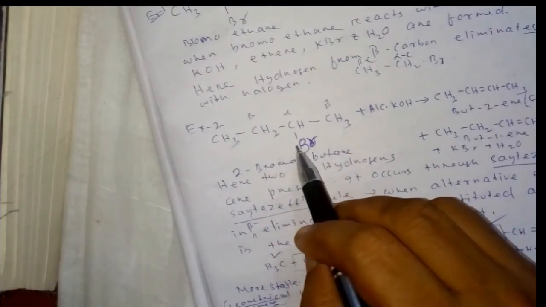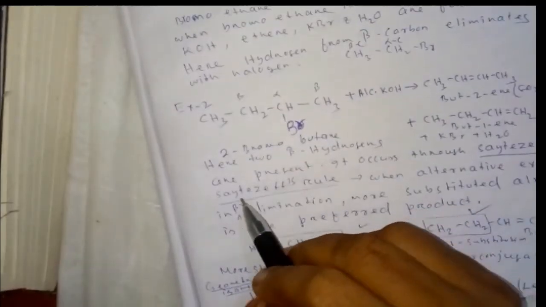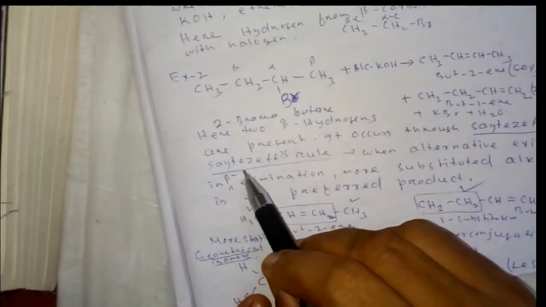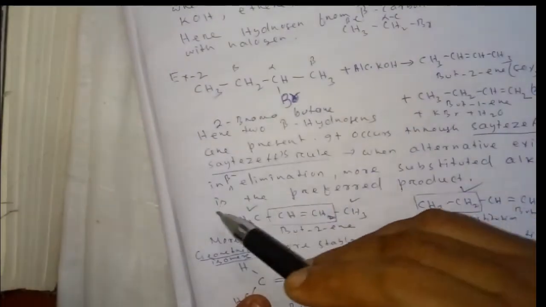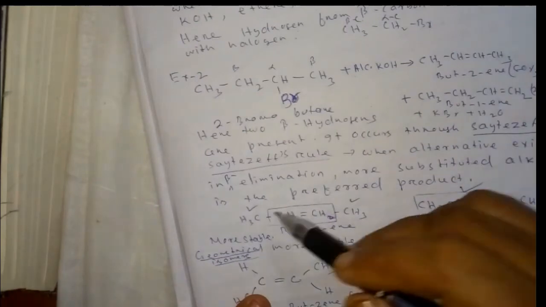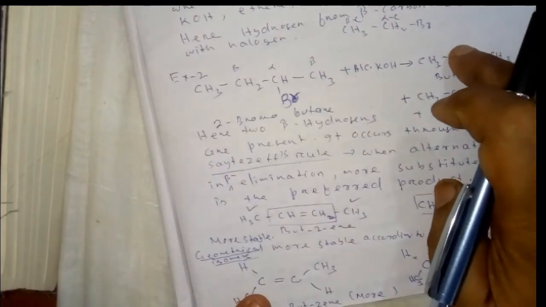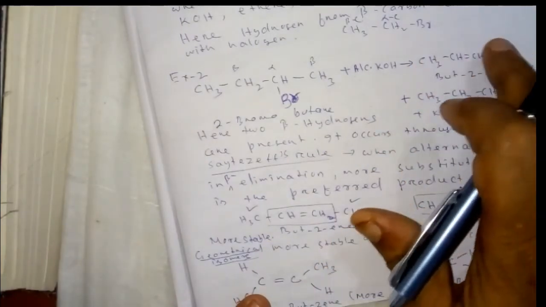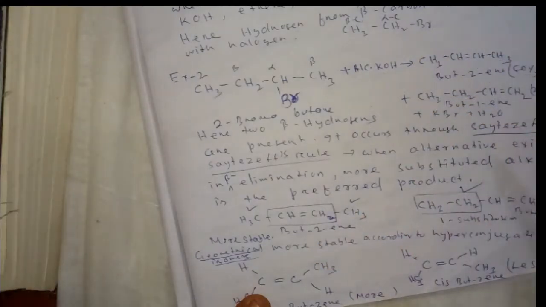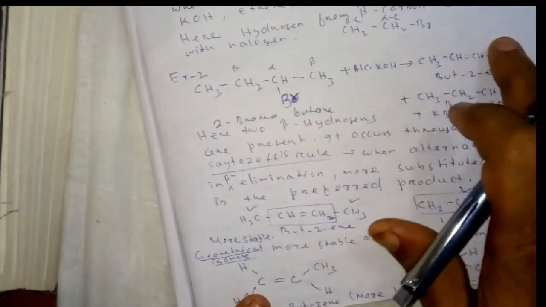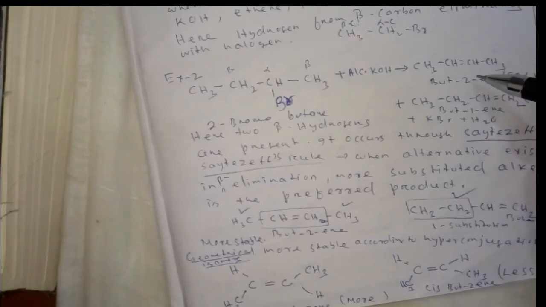Which is the more possible pathway? This is according to Saytzeff's rule. Saytzeff's rule says that when alternatives exist in beta elimination, the more substituted alkene is the preferred product. That means if the double bond is attached to more alkyl groups, it is called a more substituted alkene. Here the double bond is attached to two alkyl groups; here it is attached to only one alkyl group. So one is more substituted and more stable. This can be explained by hyperconjugation. We have read about hyperconjugation in first year.